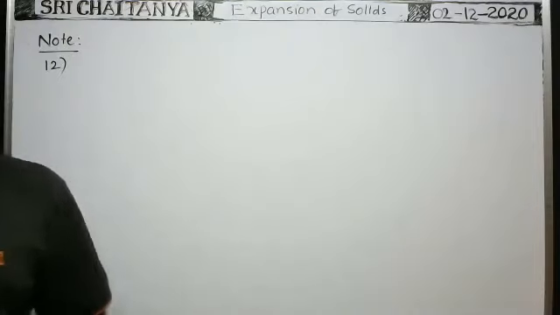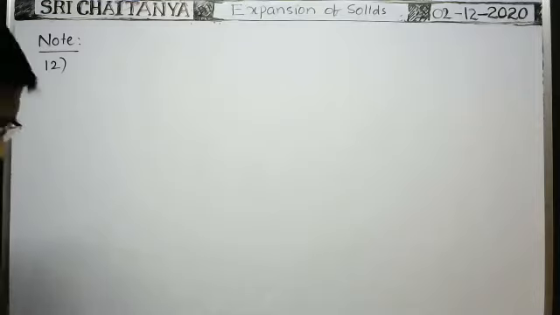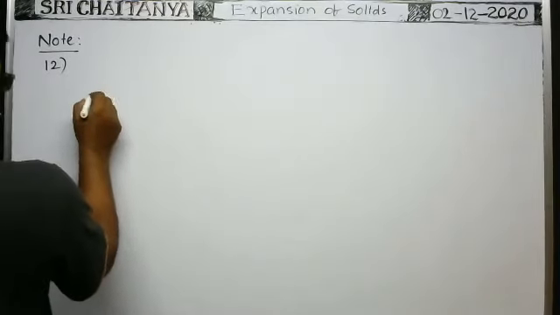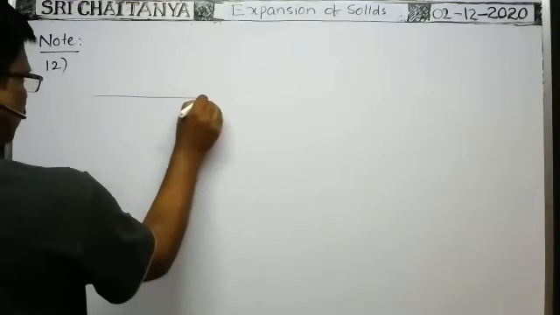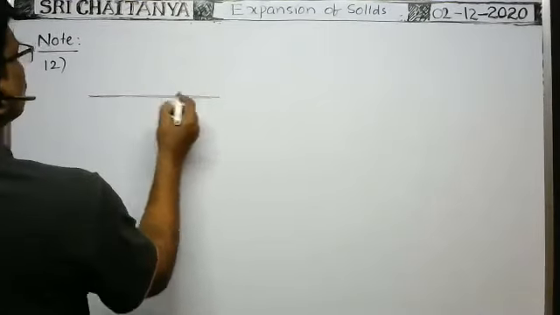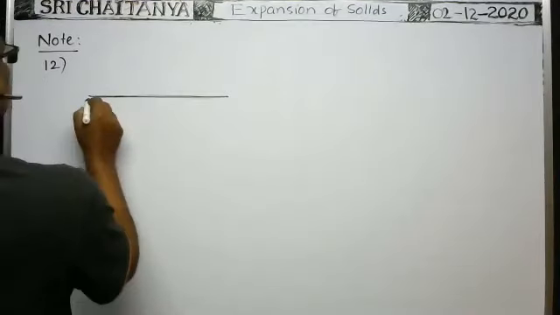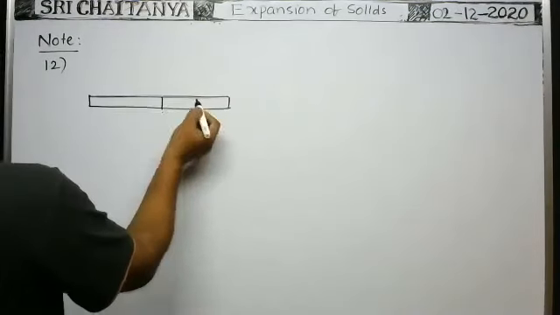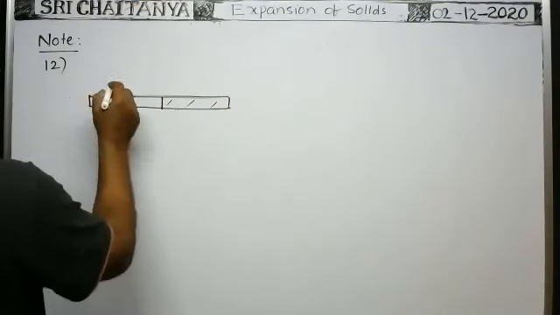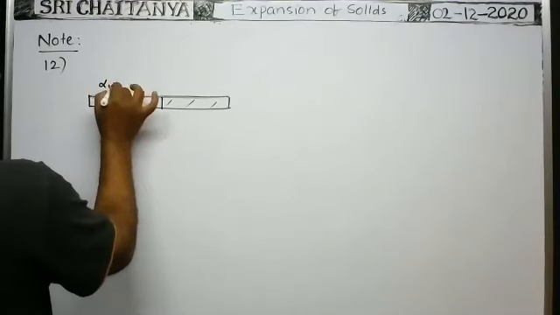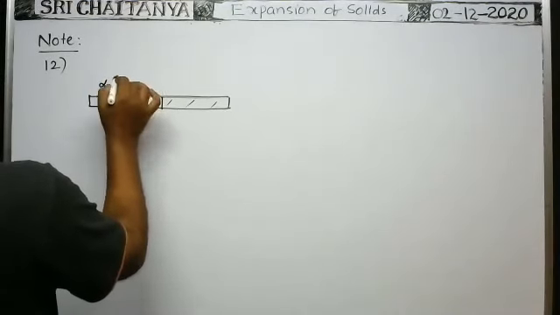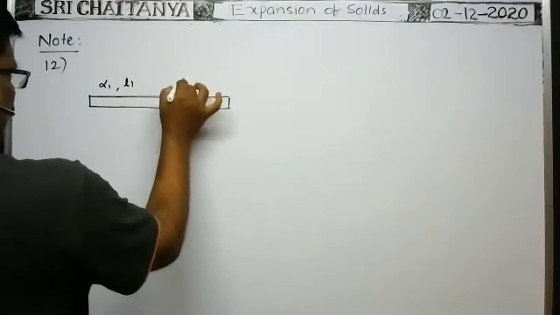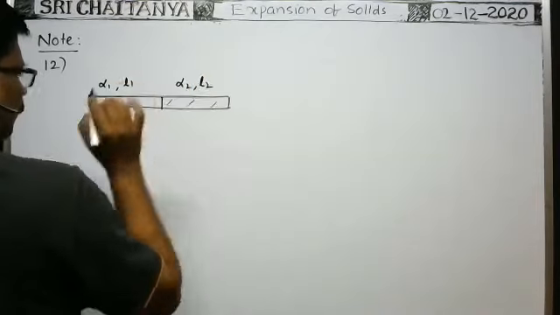Suppose there are two uniform rods having the same area of cross section. Suppose this is one rod, this is another rod. Here, the coefficient of linear expansion is alpha 1, and the initial length is say L1. Here it is alpha 2, and the initial length is say L2.